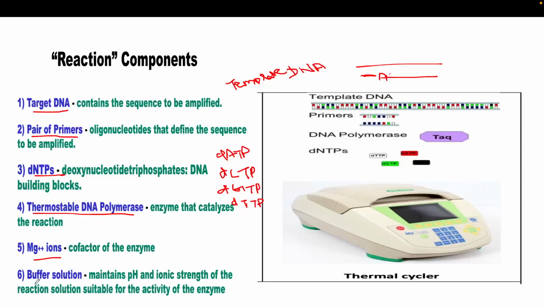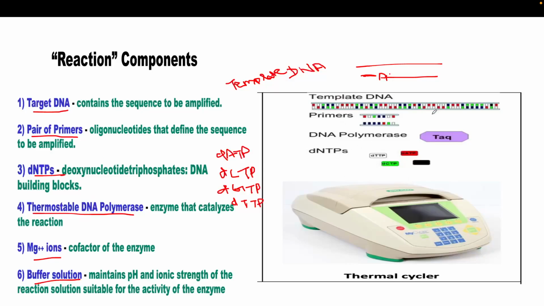Then we will use the buffer solution. Okay, so what is buffer solution? It will maintain the pH as well as the ionic strength of the reaction, which is suitable for the activity of the enzyme. Okay, so suppose this DNA polymerase has a certain optimal pH, optimal temperature and optimal ionic strength to work in a proper way. So that kind of environment is provided by the buffer solution. Okay, so these six are the basic components for any kind of PCR reaction.